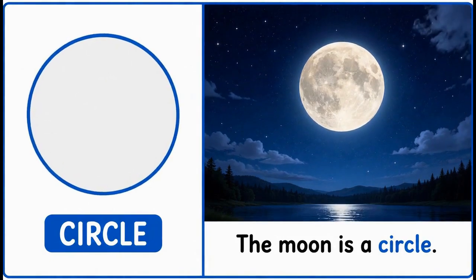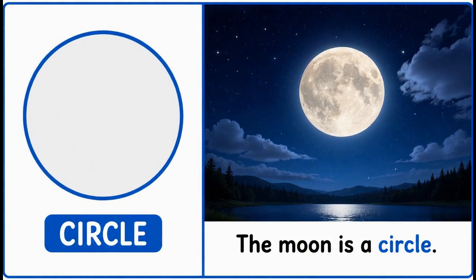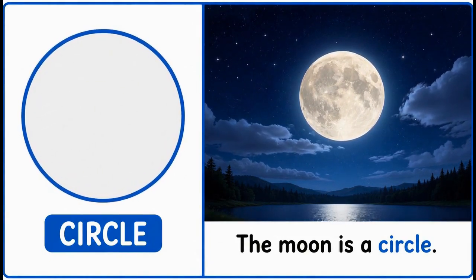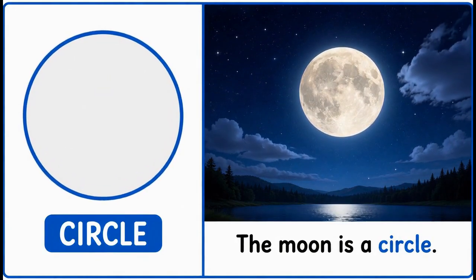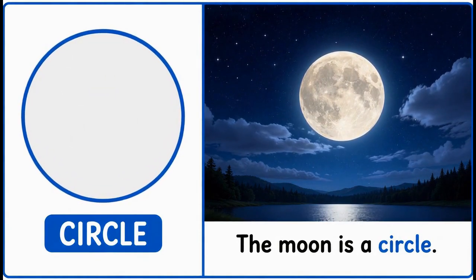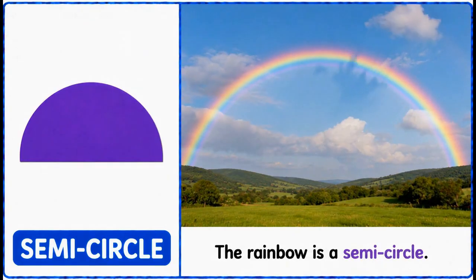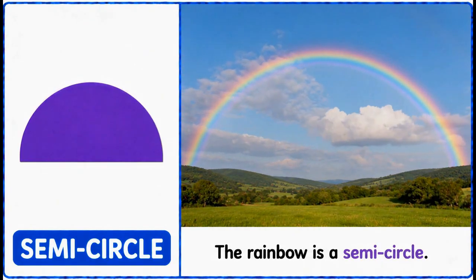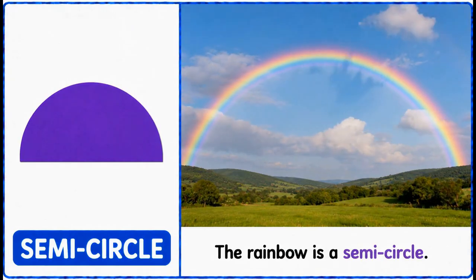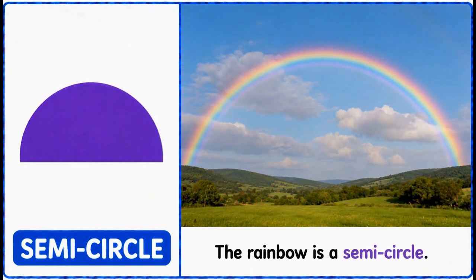Circle. The moon is a circle. Semicircle. The rainbow is a semicircle.